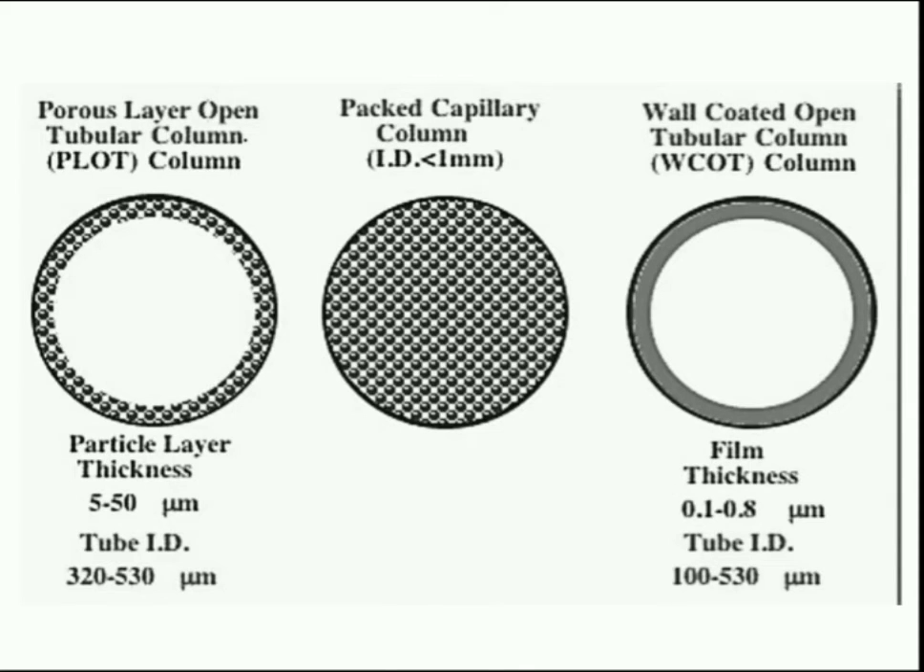The following diagram shows different types of columns used in gas chromatography. First one is porous layer open tubular column. Second one is packed capillary column. And third one is wall-coated open tubular column.